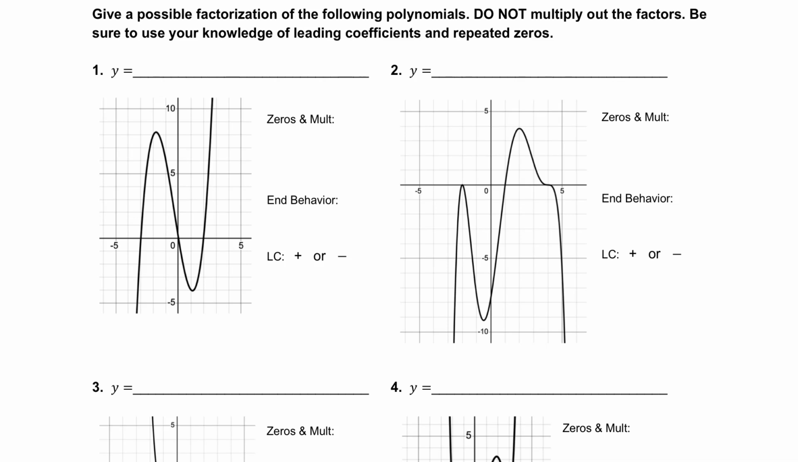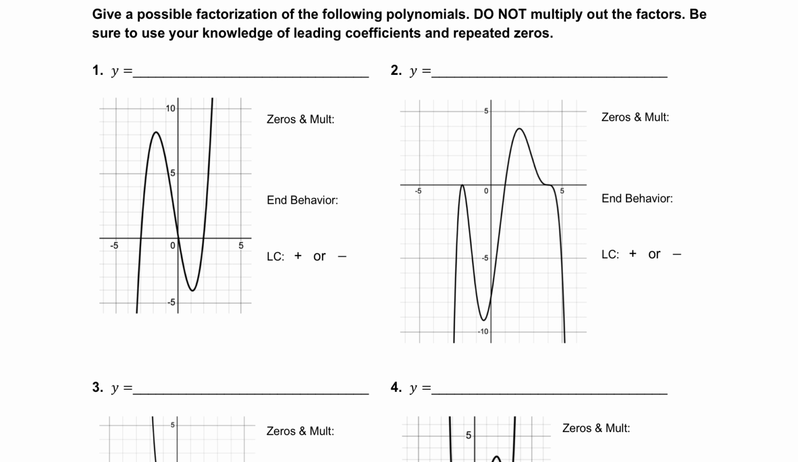All right, let's pick up where we left off. Here it says, give a possible factorization of the following polynomials. Do not multiply out the factors. Be sure to use your knowledge of leading coefficients and repeated zeros.